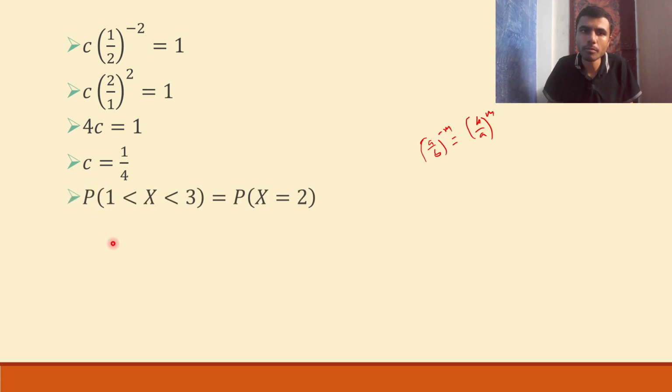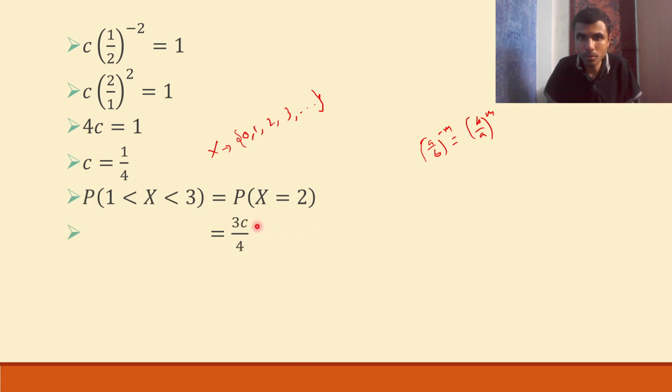Now next, after this, what we have to find out? We have to find out the probability that capital X can be greater than 1 and less than 3. Now just think about it. What are the set of values possible for capital X? Capital X can be 0, 1, 2, 3 and so on. What are those values of capital X which are greater than 1 and less than 3 in this set? Only one value, 2. So this is nothing but the probability that X is 2.